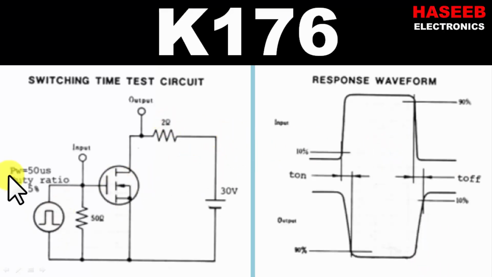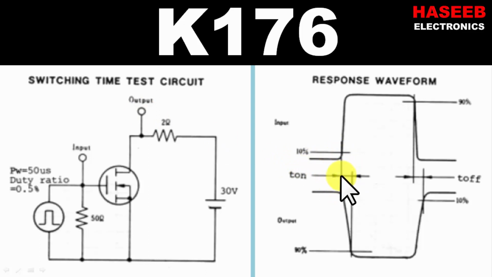This is the test condition. We apply a 50 microsecond signal pulse width with duty ratio 0.5% at this gate, and here we take the output with a 2 ohm resistor and 30 volt power supply. In this configuration there is a 50 ohm resistor here with gate to source. In this condition, the startup time T on, here we applied the signal, we have to connect this end to one channel of the oscilloscope, and this to the second channel. So what will be the time difference between input and output?